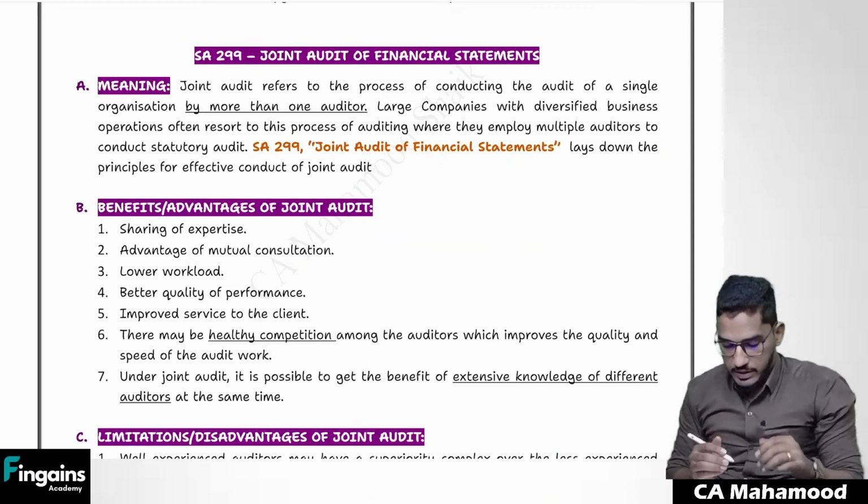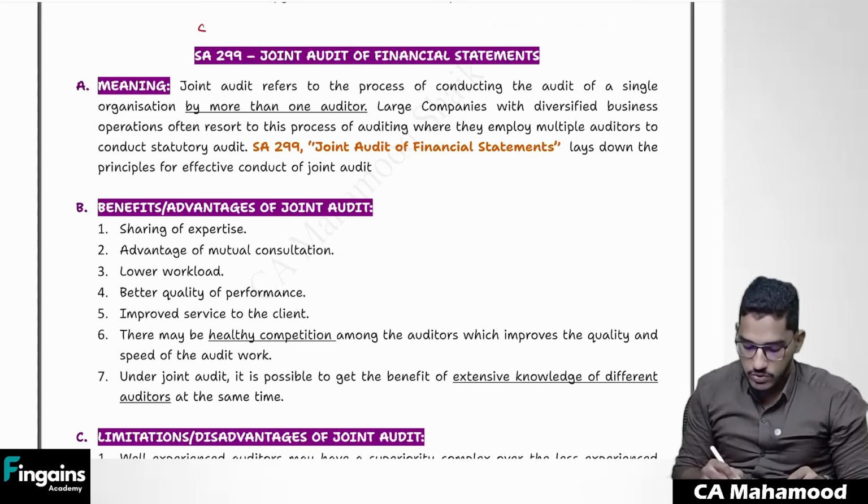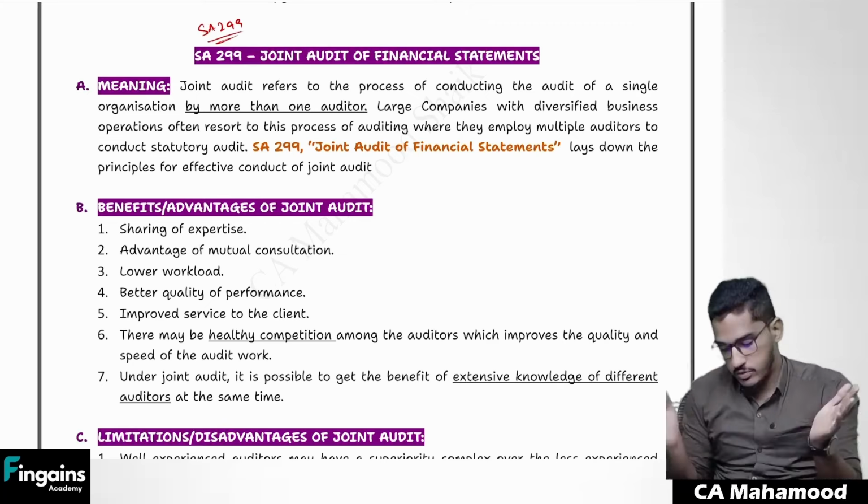Now we will be revising the next standard, which is SA 299, which is talking about the concept of joint audit. Very simple standard, very small standard, we can wind up in no time. So let us try to revise what this SA 299 is about. As from the title you can see, SA 299 is a standard which is talking about joint audit of the financial statements. First of all, what is the meaning of joint audit?